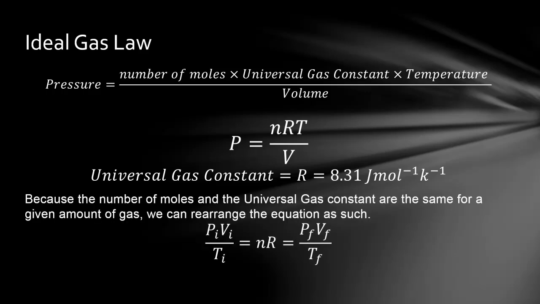Because the number of moles and the universal gas constant are the same for a given amount of gas, we can rearrange the equation as such. This equation is useful for finding initial and final pressures, volumes, and temperatures for a gas that undergoes a change.